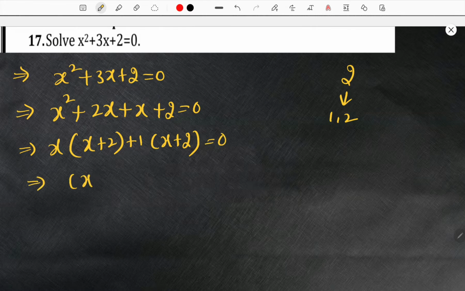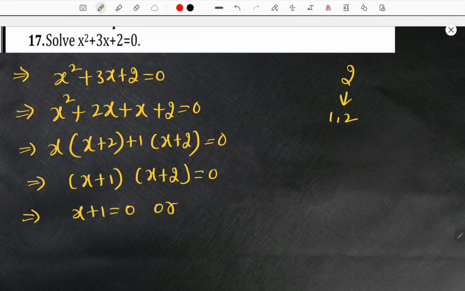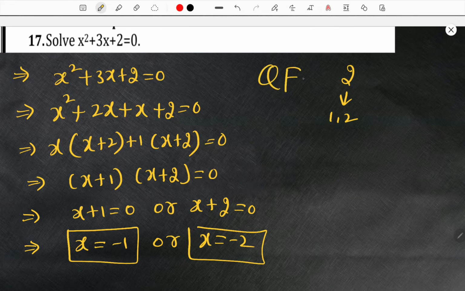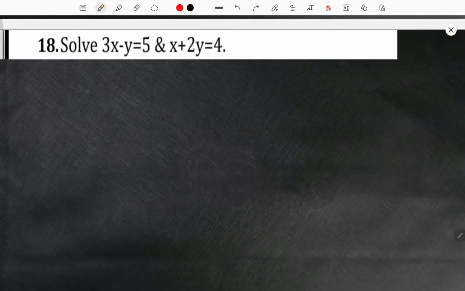So it becomes x plus 1 into x plus 2 which is equal to 0. Therefore we will have x plus 1 is equal to 0 or x plus 2 is equal to 0. So we will have x is equal to minus 1 or x is equal to minus 2. If you want, you can do it by using the quadratic formula also. Then also you are going to get the same answers. Moving forward to the next question.